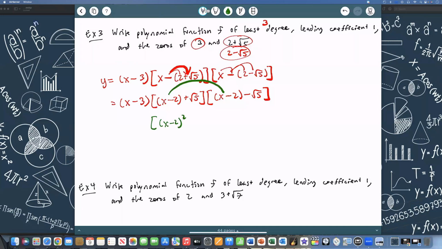Okay, so the outer and inner are going to cancel since they're conjugates, so I don't need to worry about those, right? Whenever you're multiplying conjugates, outer and inner will always cancel, the plus 2x and the minus 2x. So you don't need to worry about the outer and inner, just the last term times the last term.